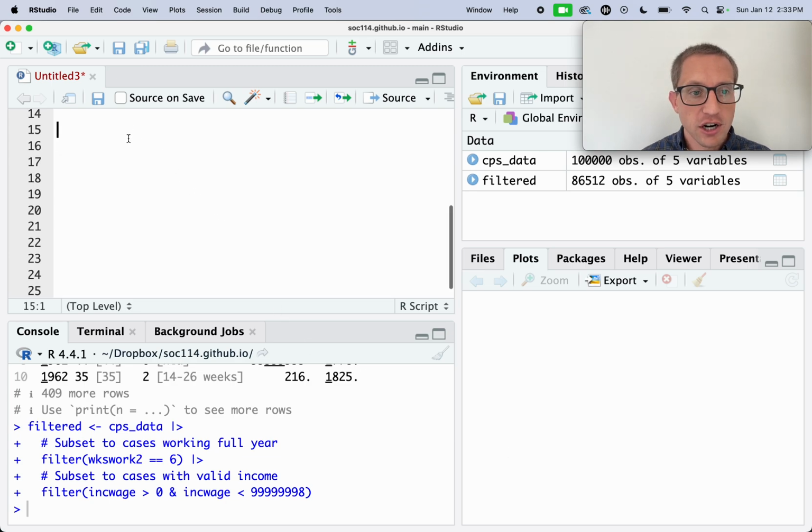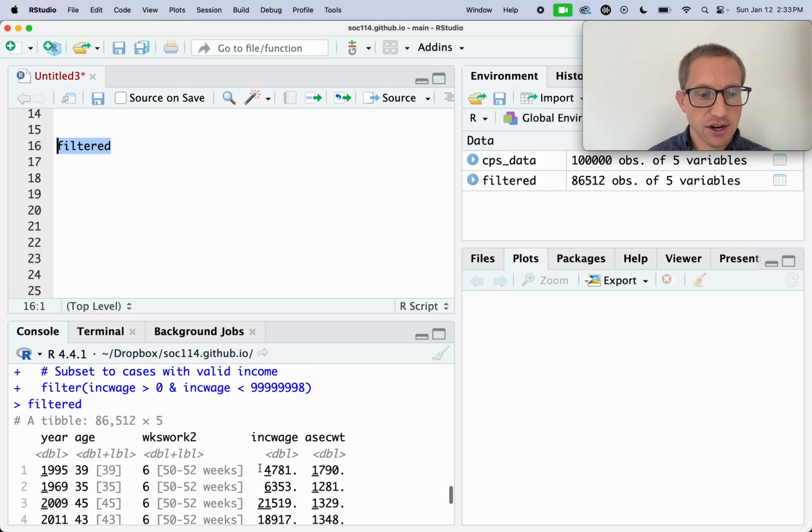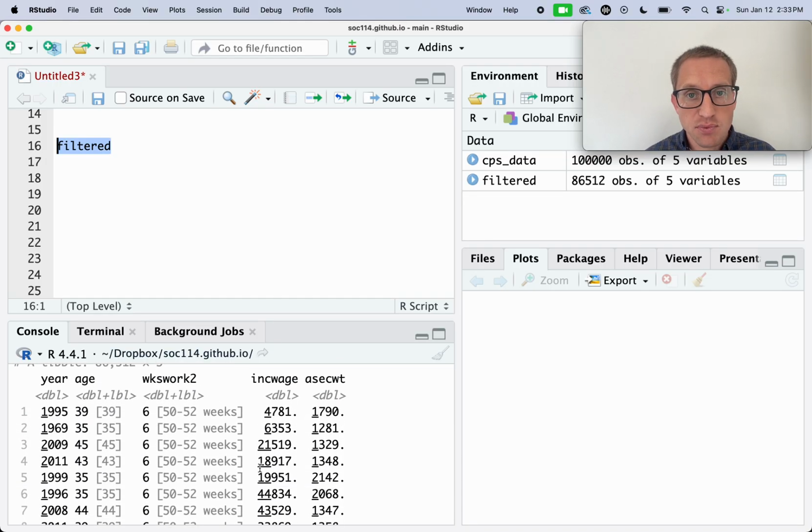We have so far our filtered data. To remind you, we can look at the filtered object and see what's in here. Remember, this is a data set that has one row for each person. Suppose we'd now like to group by and summarize.